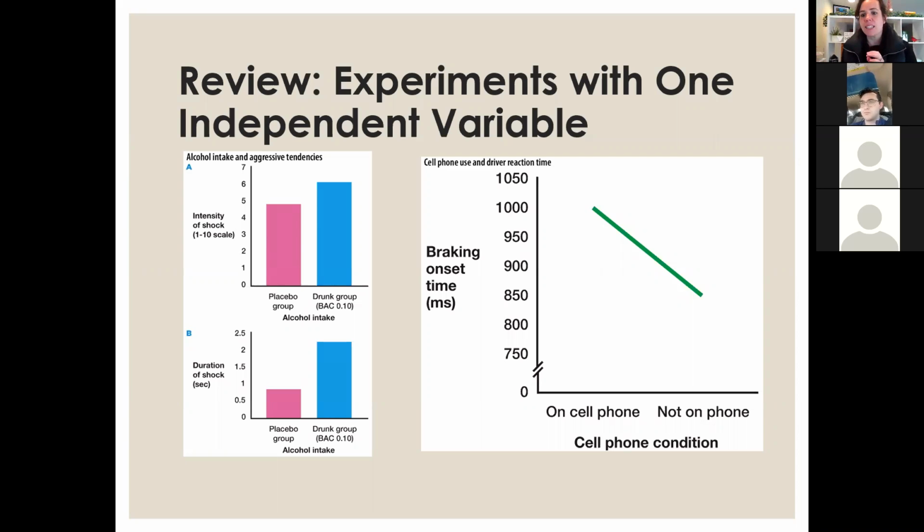All right. So let's look at this next one. The second one involves cell use while driving. So this is the amount of time it took for people to brake, right? So this is our dependent variable. That's what we're measuring. And this is whether they are on their cell phone or not on their cell phone.